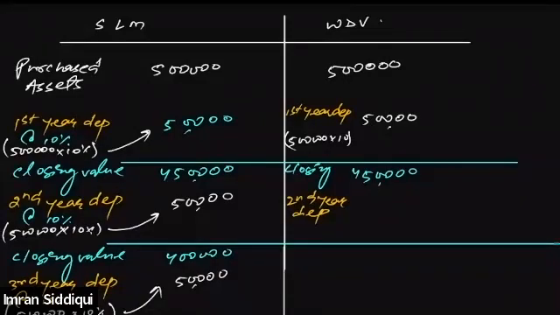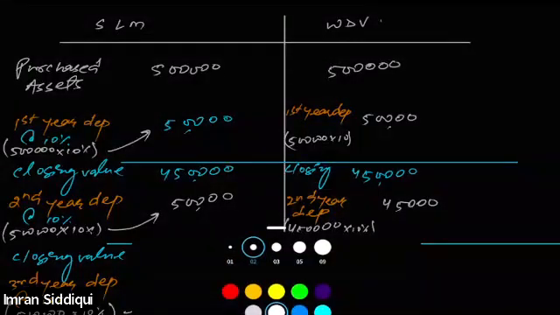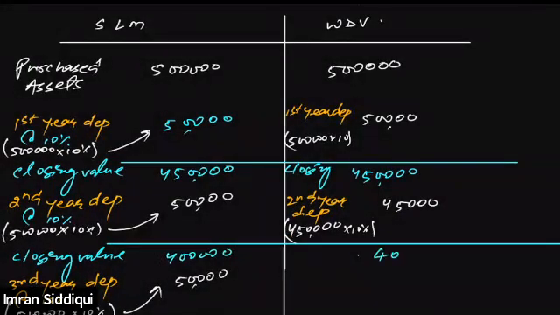So for the second year, instead of on the value of 5 lakh, we will calculate depreciation on 4,50,000. 4,50,000 into 10%. So depreciation for the second year will only be 45,000. All right, and subtracting this 45,000 out of 4,50,000, we will get 4,05,000. Everybody, is that clear? This is the closing value of the second year.